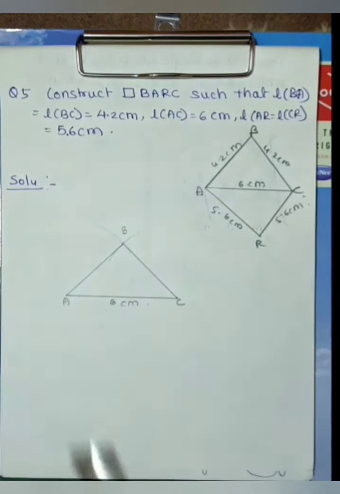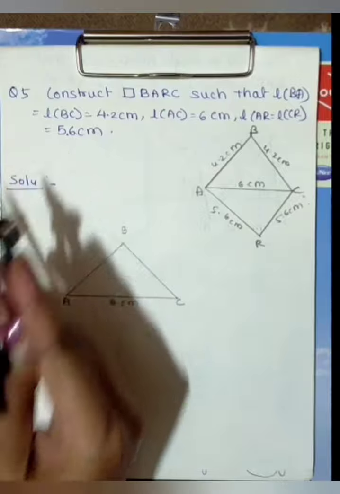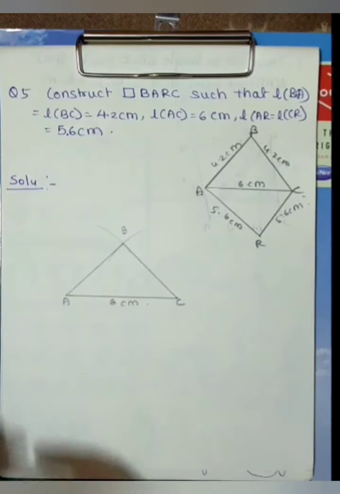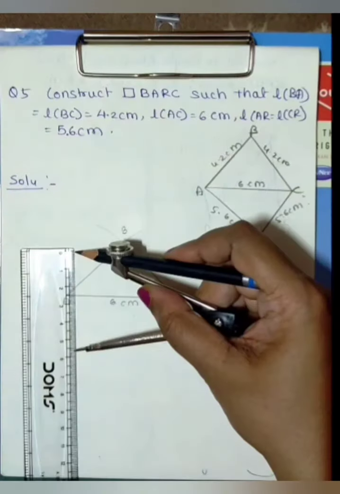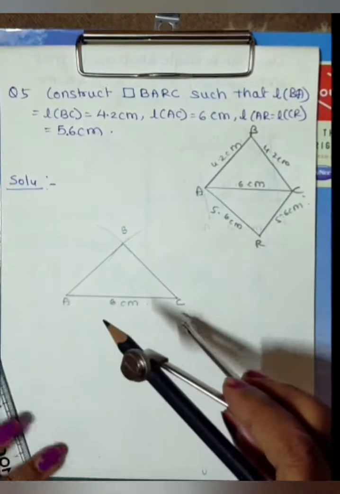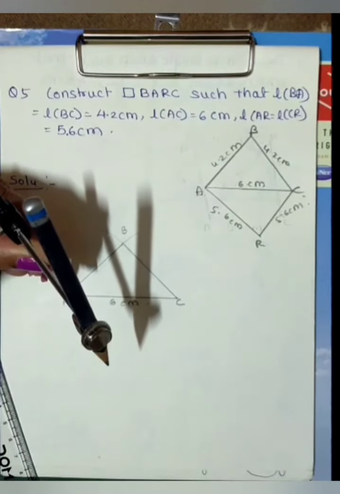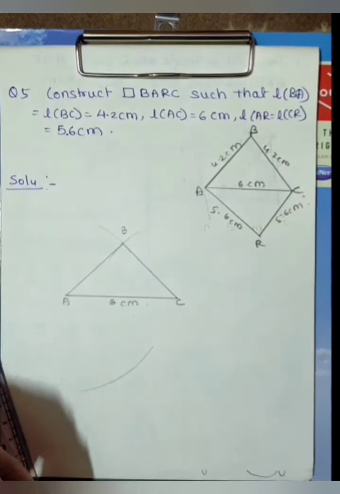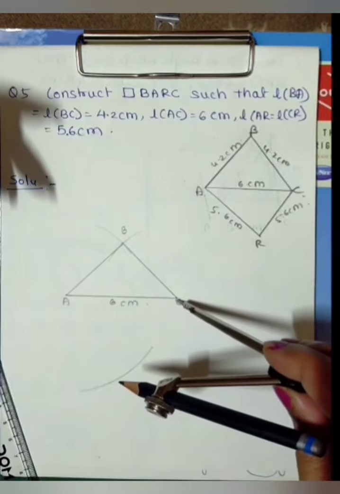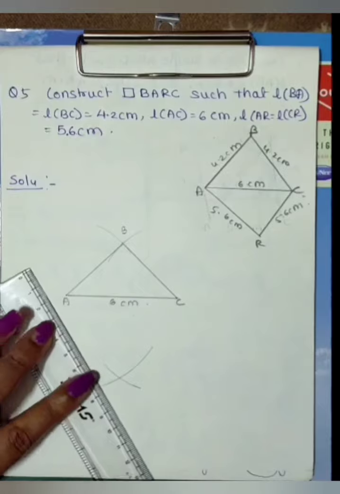And next, what is given? AR is equal to CR, that is 5.6. So again we will take 5.6 with the help of the scale. So this is our 5.6. I am taking it from point A and going to draw one arc. Then from point C, the next arc. Now we are going to join these both.